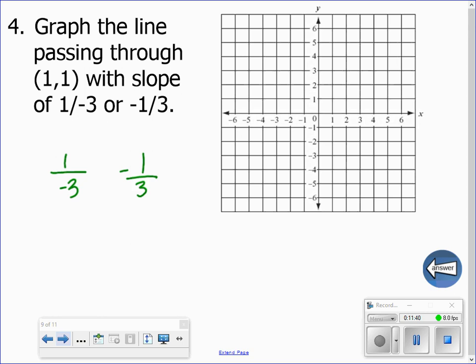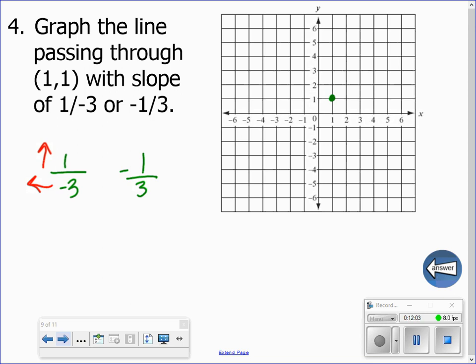Both of them are helpful. They'll be able to help get our line going in both directions from that point 1, 1, but they both have a negative slope, so they're going to be the same. So we start our point at 1, 1. If we look at 1 over negative 3, this tells us to go up 1 and to the left 3. Remember, the top number tells us to go up or down.